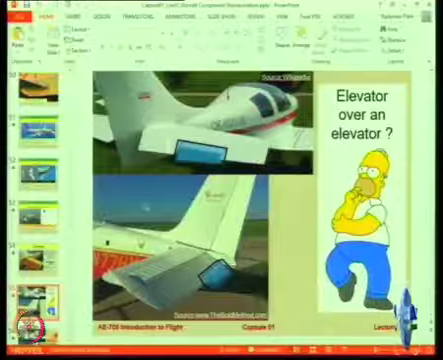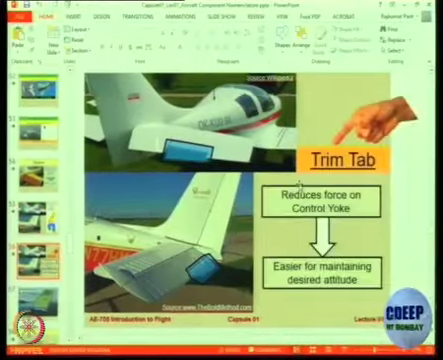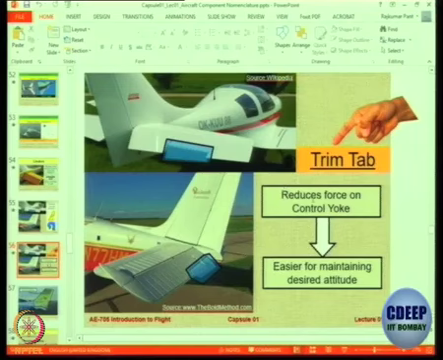It is used to reduce the hinge moment required to operate the stabilizer. We will study this more when we do stability. Okay, so trim tabs basically reduce the force on the control yoke or control stick and they are meant for trimming the aircraft.